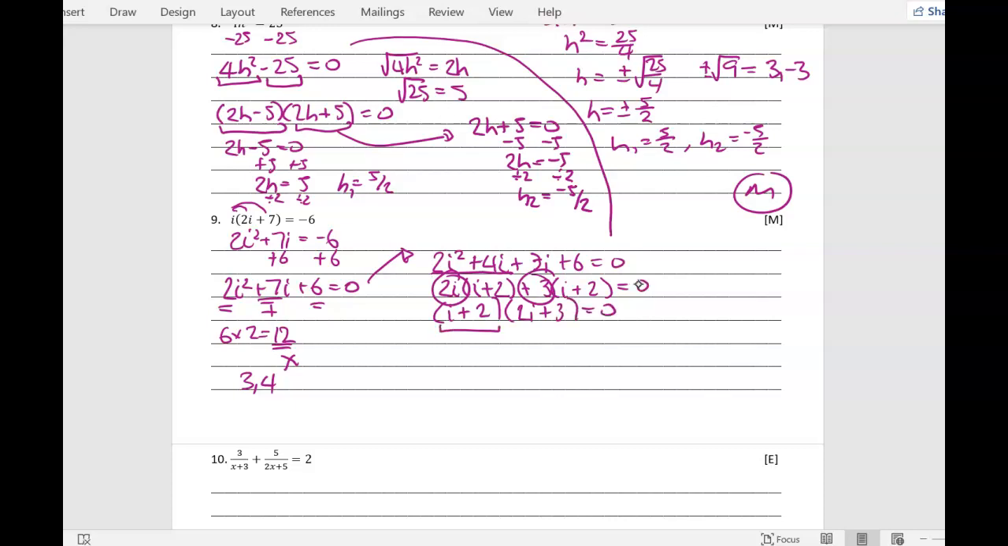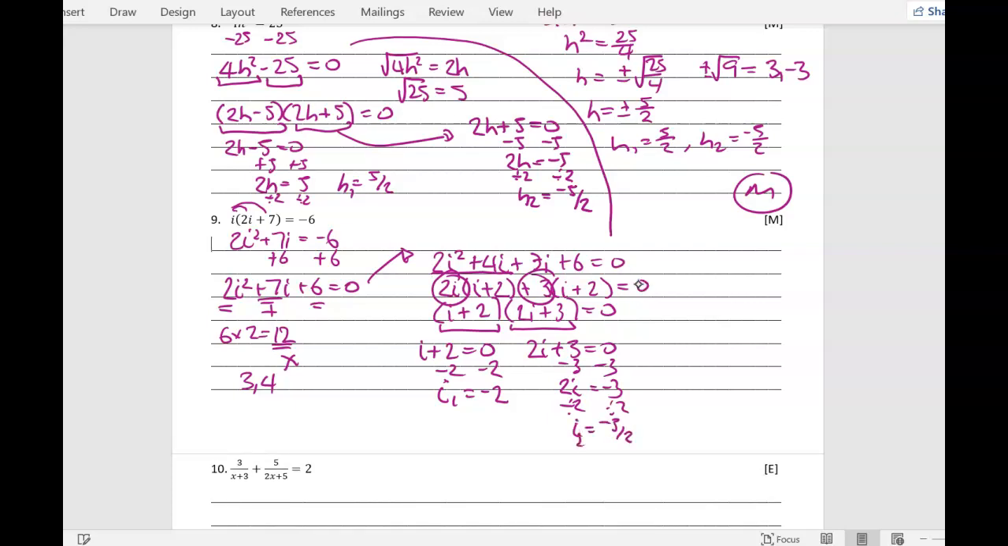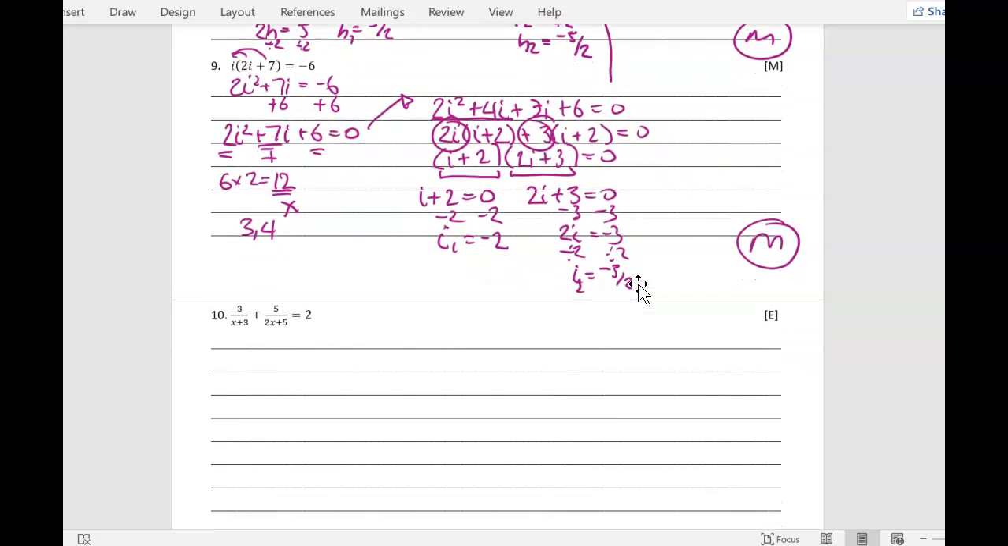We can go ahead and solve. So if i plus 2 equals 0, we have an answer. We're going to go minus 2, minus 2. So our first answer for i is negative 2. We're now going to do the same for the second bit. 2i plus 3 equals 0. We're going to go minus 3, minus 3. 2i equals negative 3. Divide by 2, divide by 2. That means i is negative 3 over 2. And that's our second answer for i. If you got both of those for me, that was a merit. Very nasty question in the end because of that grouping method, but we got to the answer eventually.